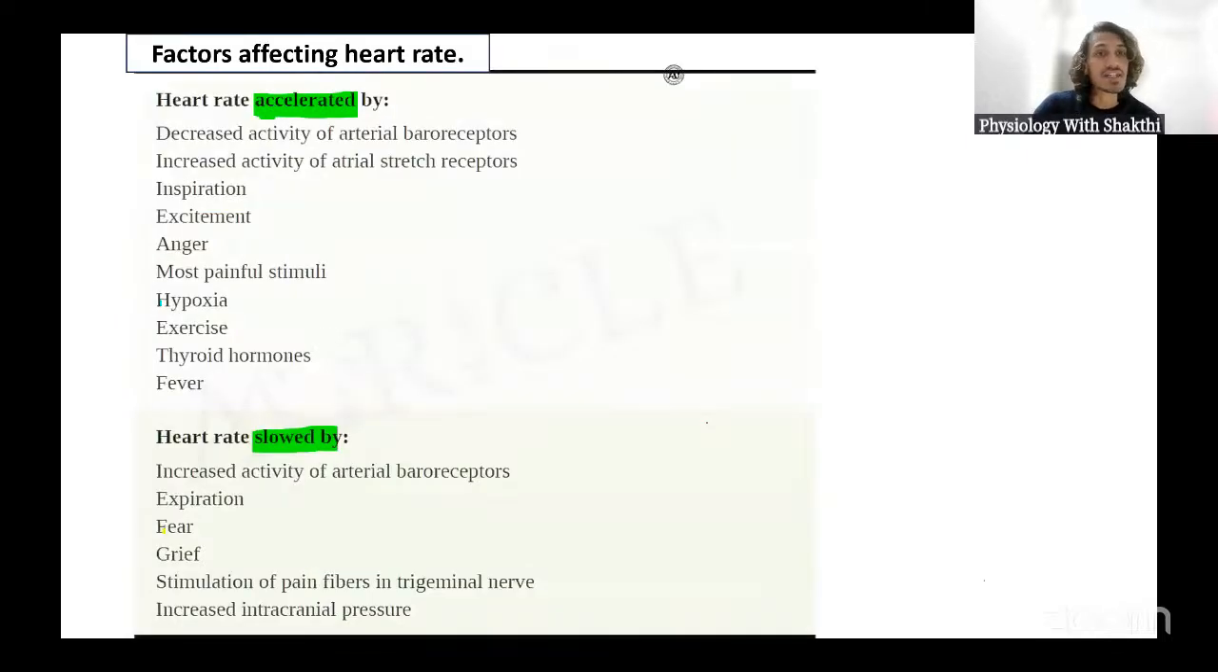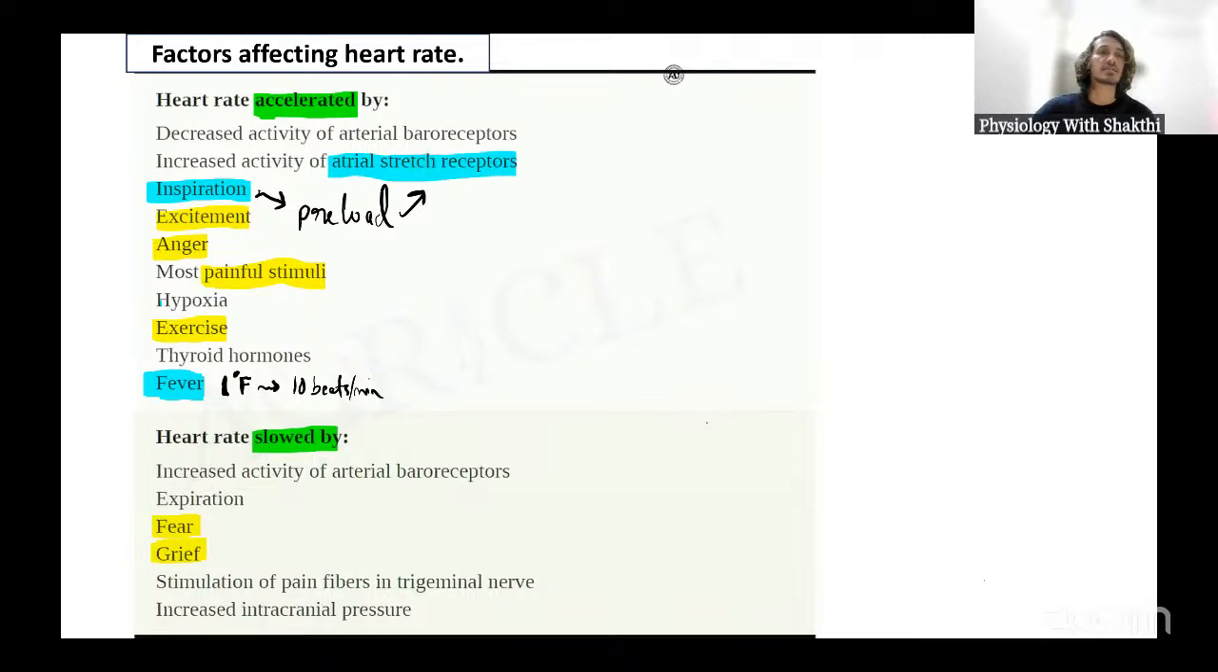So, what are the factors affecting heart rate? One, psychic stimulus: excitement, anger, pain, exercise, all that increases heart rate. Fear, grief, and all that slows the heart rate. Fever: 1 degree Fahrenheit increase will increase the heart rate by 10 beats per minute. During inspiration, the preload increases, and that will result in increase in the atrial stretch receptor activity and will increase the heart rate.